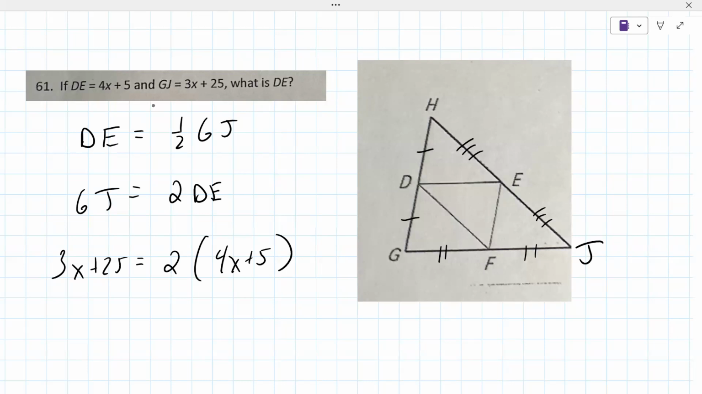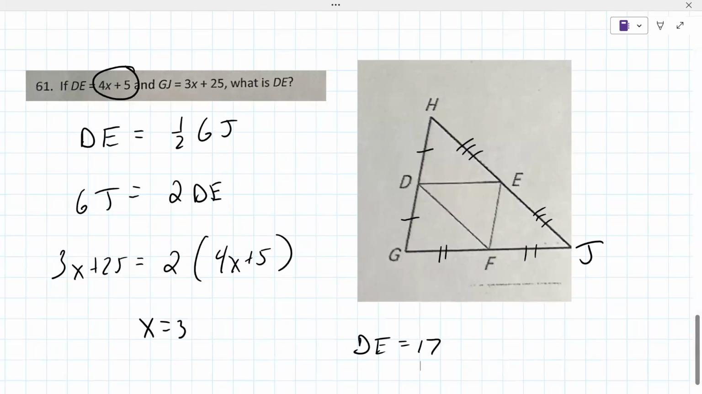Let's see here. That is right. So x is 3, and then you got to put that back into the DE one, 4 times 3 plus 5. 17. 17. Good.